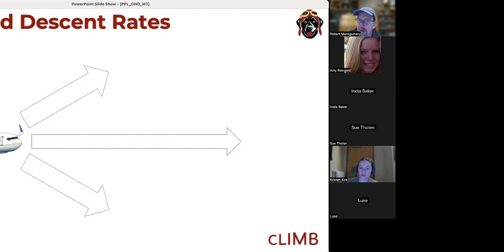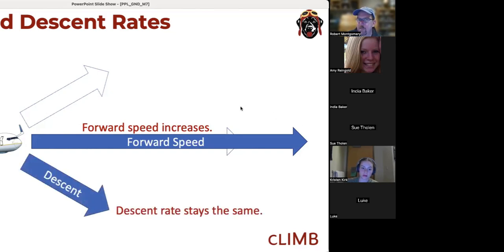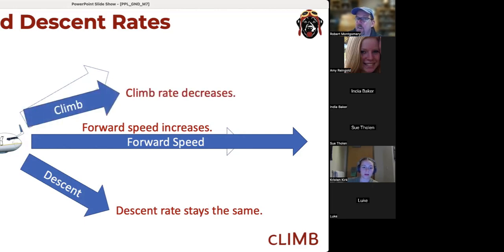Right. But it still means that we can go faster. So our forward speed is going to increase. Our descent rate is going to stay the same because we still have the same 500 foot per minute cabin pressurization change restriction. Our climb rate is going to decrease. And the reason our climb rate decreases is because we're using more power to overcome that parasitic drag that lets us go fast. And so there's less excess thrust available to us to make us climb.